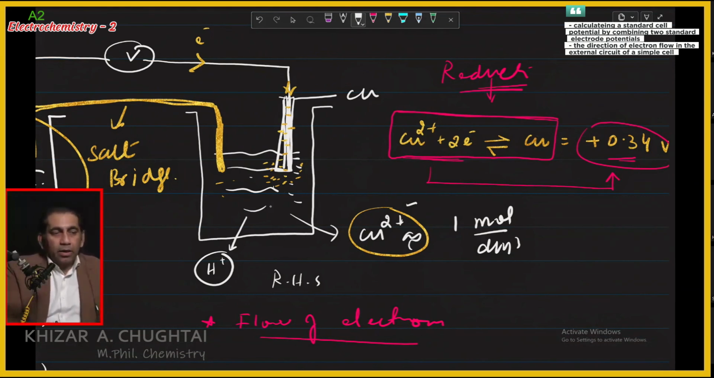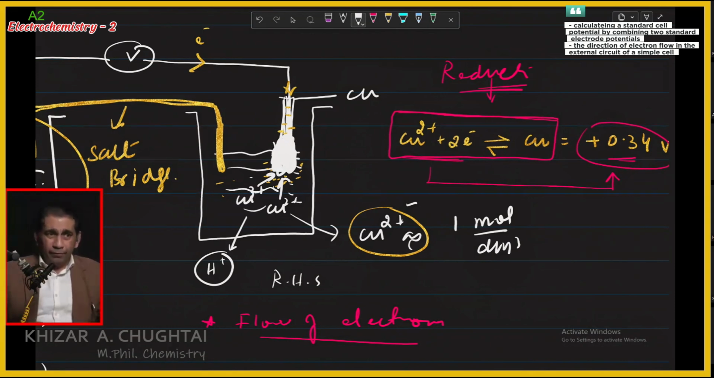So in this beaker, copper 2 positive ion will go to this terminal and more layers of copper will be deposited. So with the passage of time, the mass of this cathode will increase. Yes, it is the cathode because reduction always happens at the cathode. Got it? Copper ion from the solution is going to deposit on this rod.